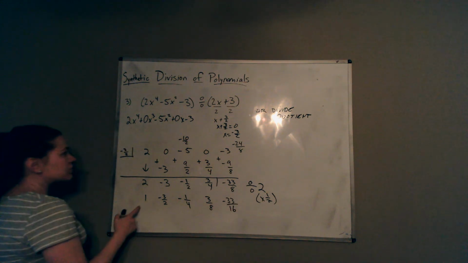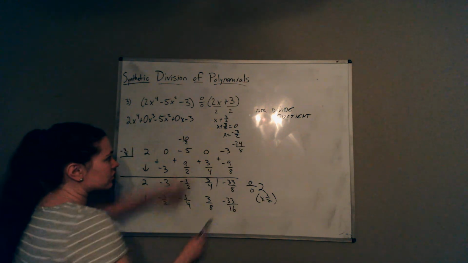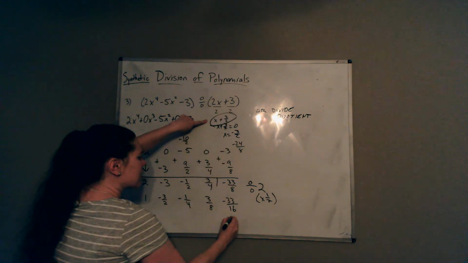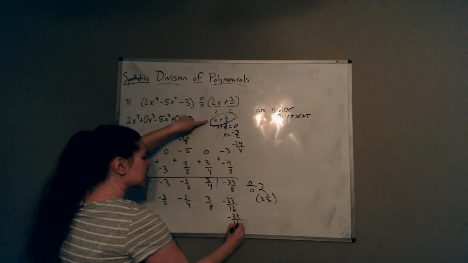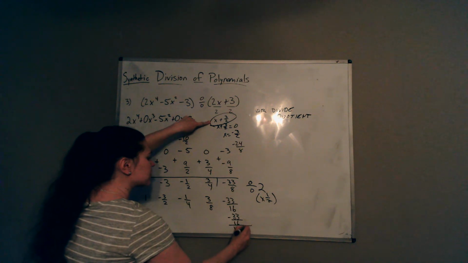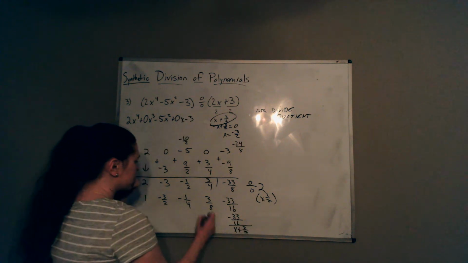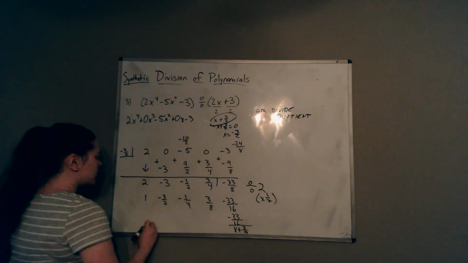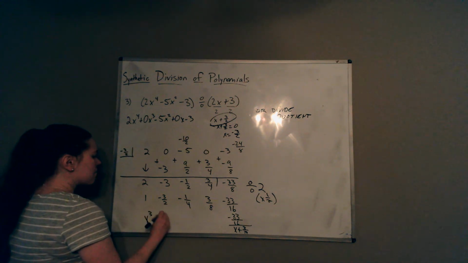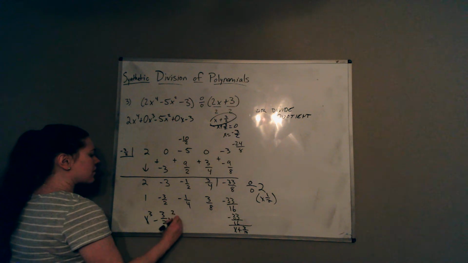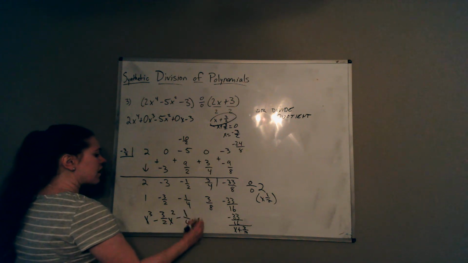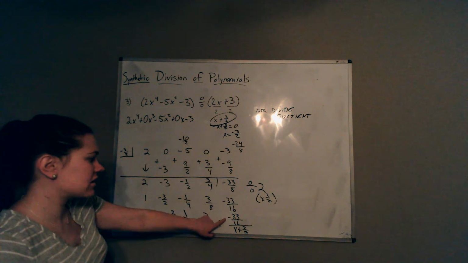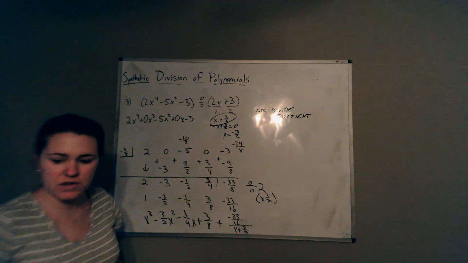Okay, so this would be over the remainder. Right now our remainder is x plus 3 halves. So this is negative 33/16 over x plus 3 halves. This would be the constant. This would be to the first, to the second, to the third. So this is x to the third minus 3 halves x squared minus 1/4 x plus 3/8 plus negative 33/16 over x plus 3 halves.